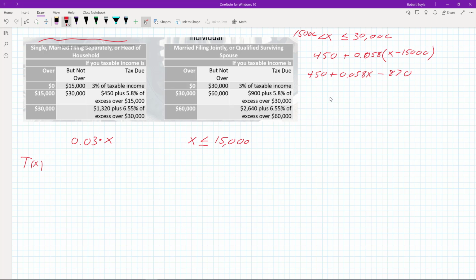And then combining these like terms, you will have negative 420 plus 0.058x, and that's what would go here. Minus 420 plus 0.058x, and of course, this will be valid when x is strictly greater than 15,000, but less than or equal to 30,000. Then finally, we have to deal with the case when x is strictly greater than 30,000. Not greater than or equal to, but strictly greater than 30,000.